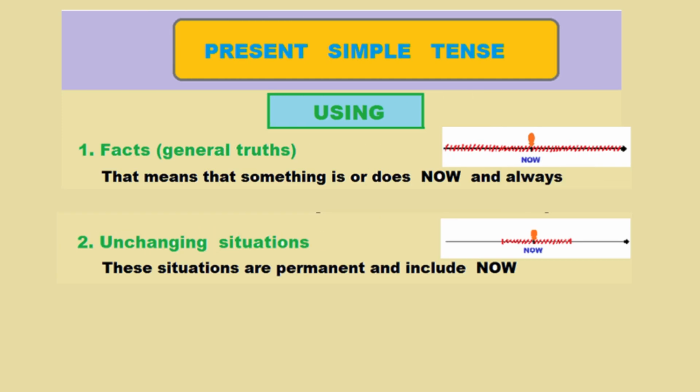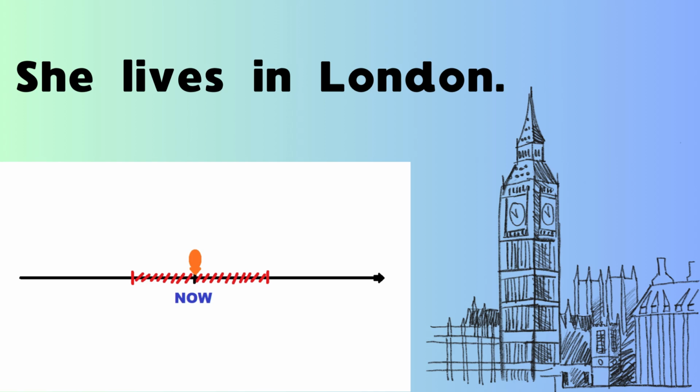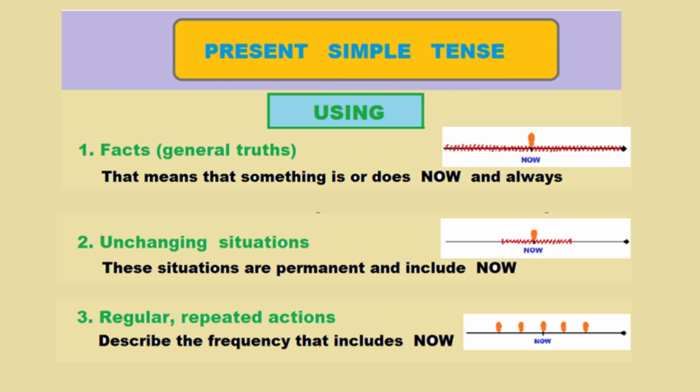2. Unchanging situations. These situations are permanent and include now. 3. Regular, repeated actions. In these cases, the present simple tense describes the frequency that includes now.